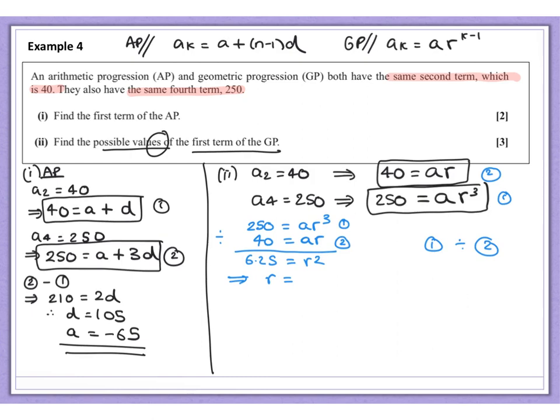Now, remember, roots can be positive or negative. My R value could be 2.5, or R could equal negative 2.5. We can then substitute back into either 1 or 2, 1 is probably a little bit simpler, to calculate the value of A, which is then 16 or negative 16.